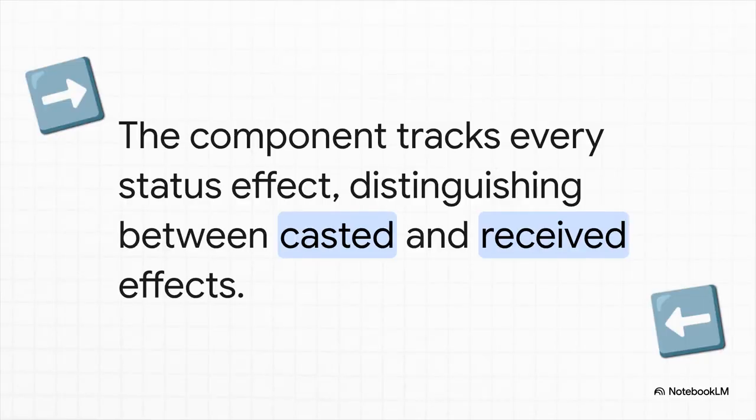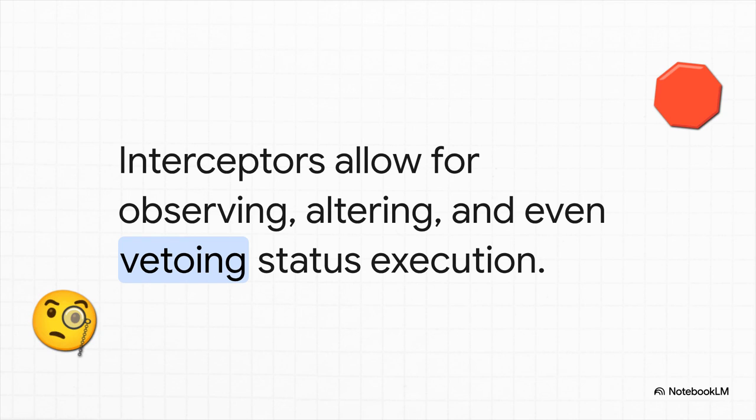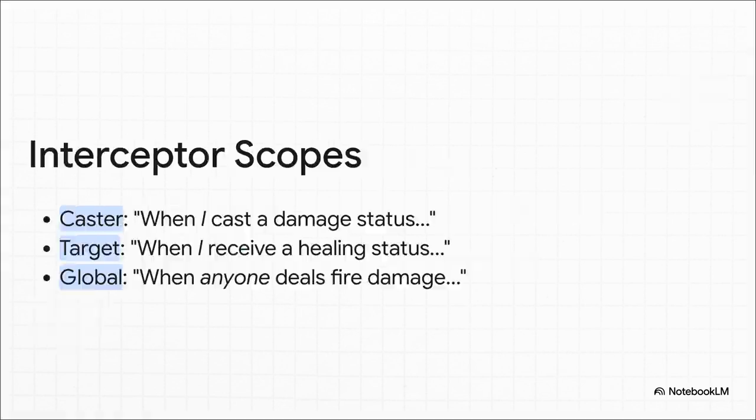The component also keeps tabs on every single effect, literally who did what to whom. This lets you run some really powerful tag-based queries to check an actor's state anytime. And for even crazier logic, we have interceptors. They can watch and even block events. They operate in 3 different scopes, which allows for some super specific targeted logic.